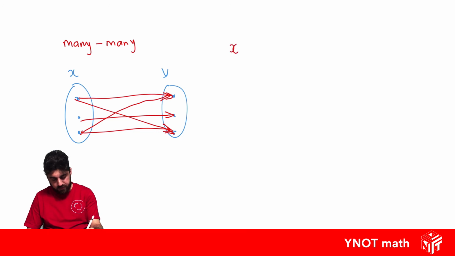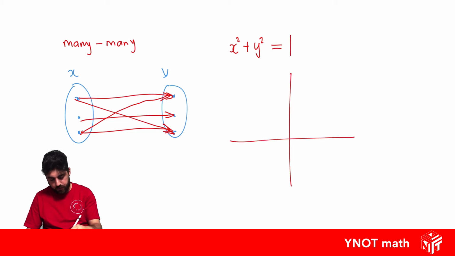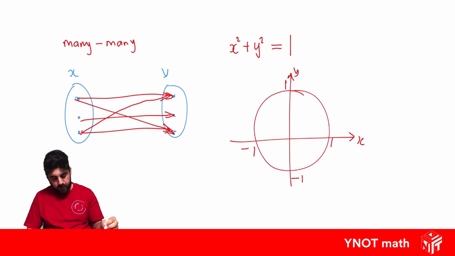An example of this is going to be a circle, where we have x squared plus y squared equals 1. If we plot this out, we're going to get a circle centered at the origin, going through 1, minus 1 on each axis. And let's have a look that for many values of x, we're getting many values for y.